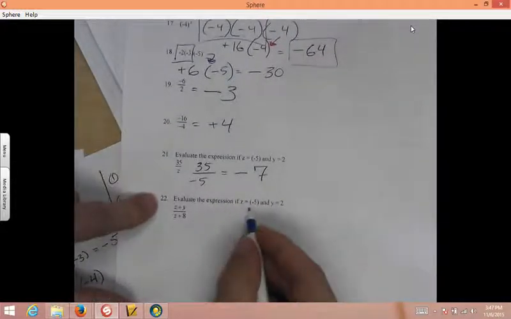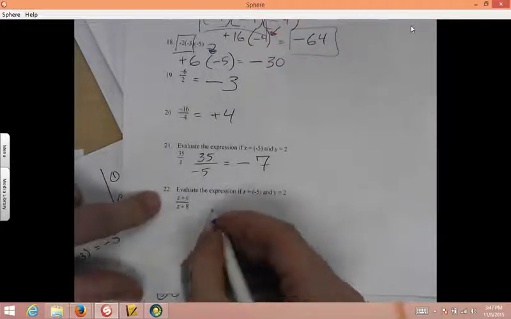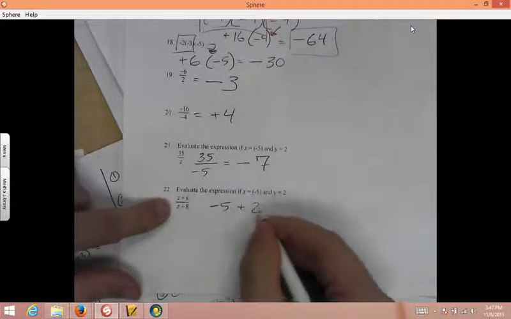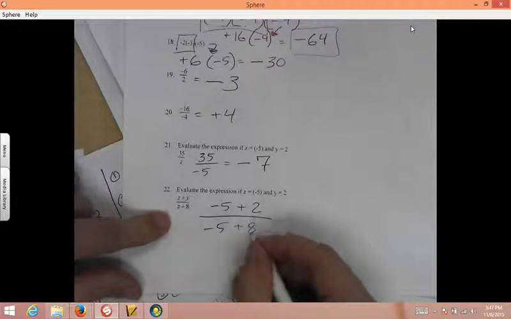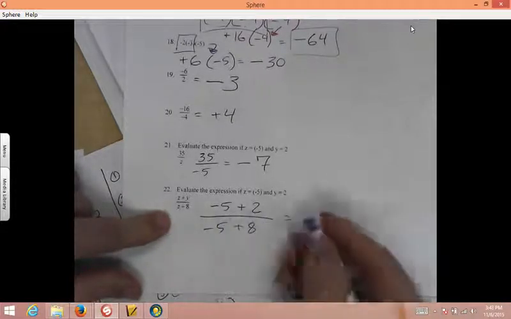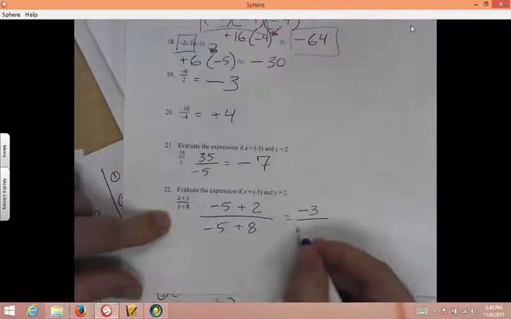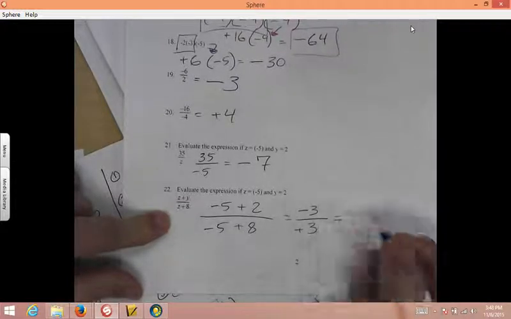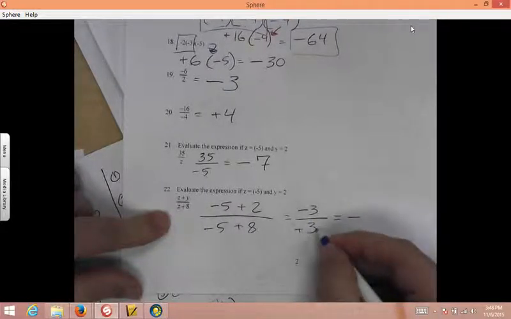Right here, evaluate the expression if z equals -5 and y equals 2. So let's see, since I have z plus y on top, that means I have -5 plus 2. On bottom, z plus 8, so I've got -5 plus 8. Well, right here, signs are different. I have more negatives on top, and the difference between 5 and 2 is 3. Right here, signs are different. I've got more positives on bottom. The difference between 8 and 5 is 3. So now, negative and positive, different signs, so the answer is negative. 3 divided by 3 is 1.